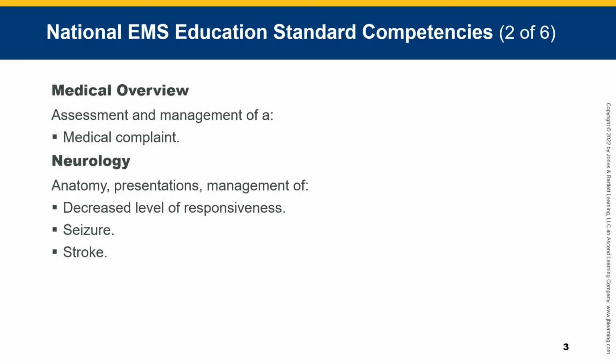In terms of being an EMR, when it comes to medical overview, that is your assessment and management of a medical complaint. This is on pages 203 and 204 of your text. And we'll be talking about neurology, the anatomy, presentation, and management level of decreased levels of responsiveness, which is on page 204 in your text, seizure, which is covered on pages 204 through 206 of your text, and stroke, which is covered on pages 210 through 211 in your text.